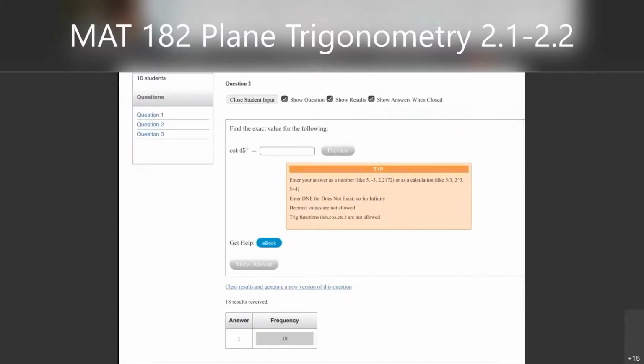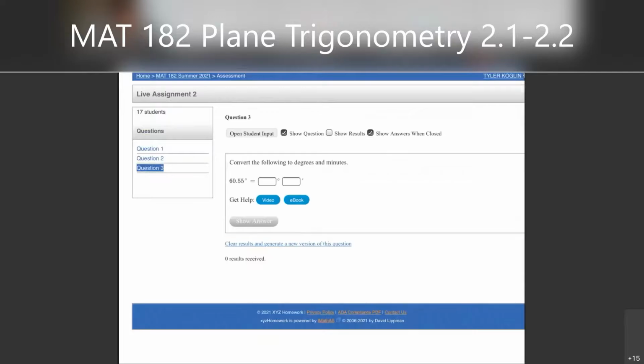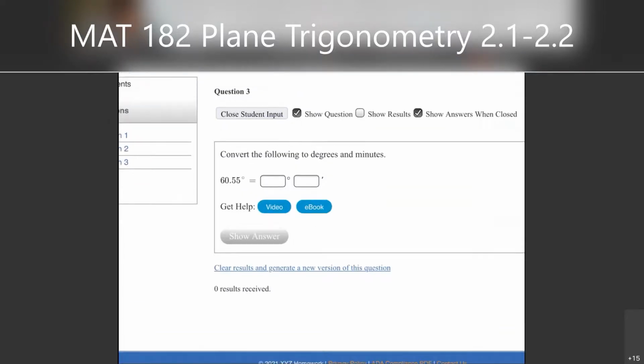So let's take a look at a second problem. The last one we'll do, a conversion problem here.